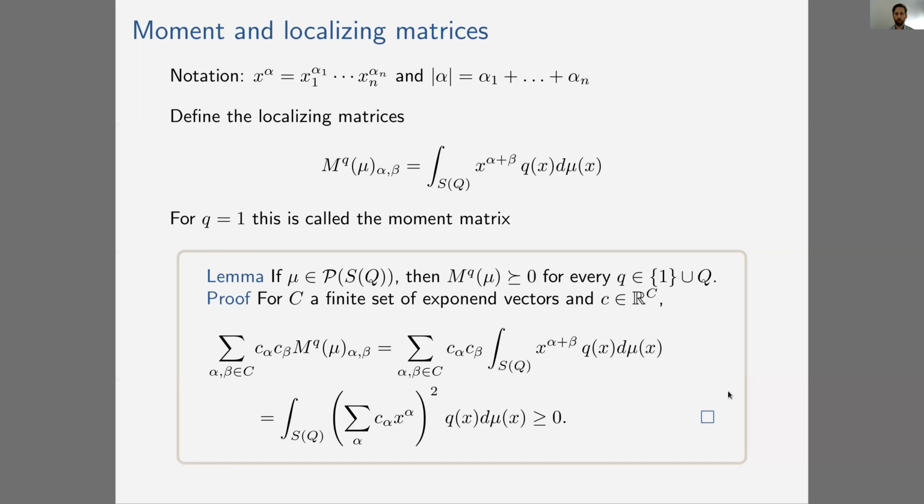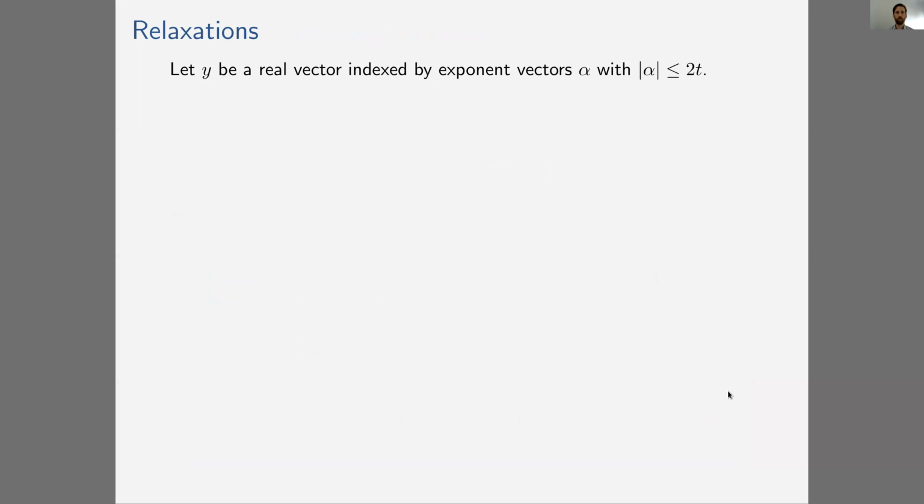But now, this already suggests a little bit how you're going to build a semi-definite program. But of course, in a semi-definite program, we want to work with finite matrices. So we need a good way of truncating this. For this, I want to introduce this vector. We let y be a real vector that is indexed by the exponent vectors alpha where the sum of the entries of alpha is at most 2t, which corresponds to the degree of the corresponding monomial being at most 2t. And this is just a bit of notation.